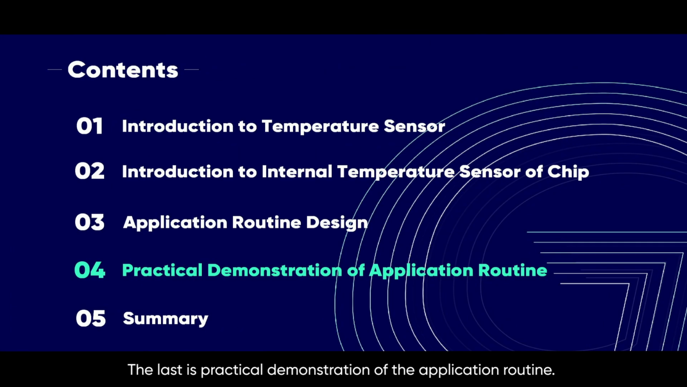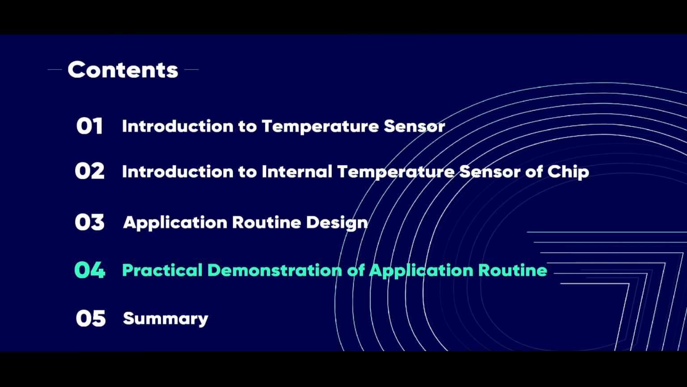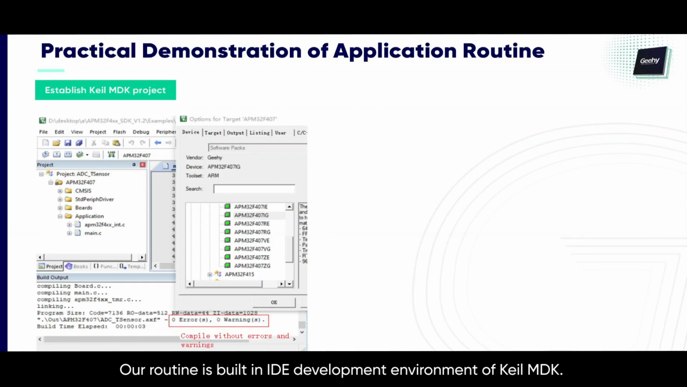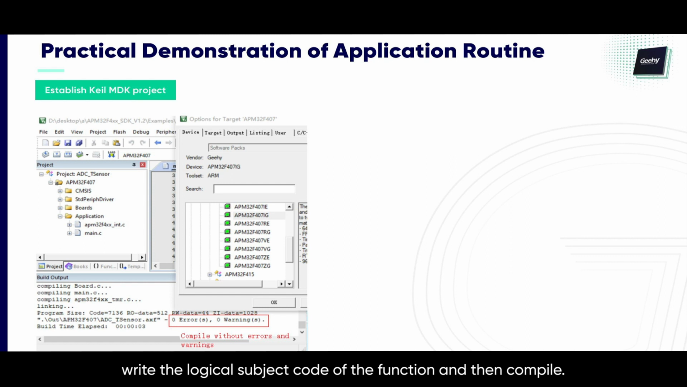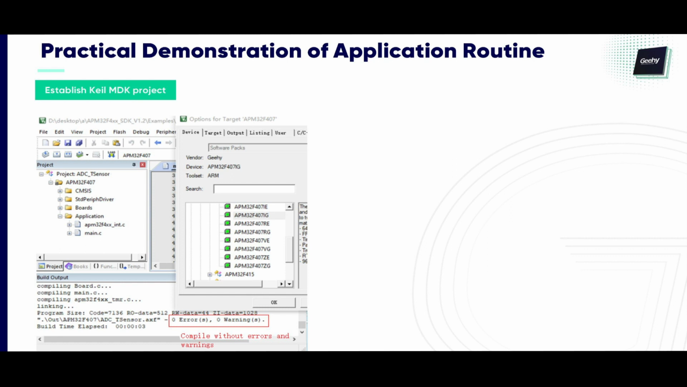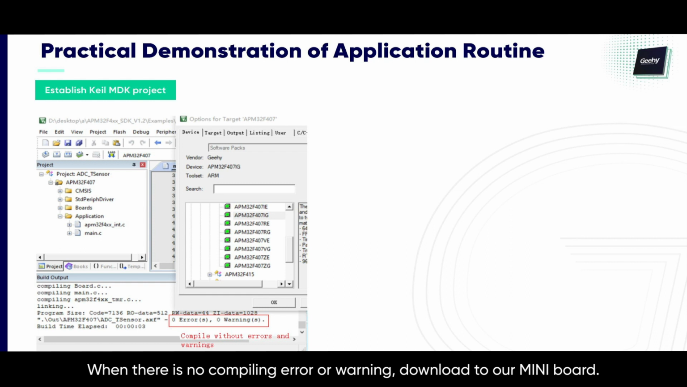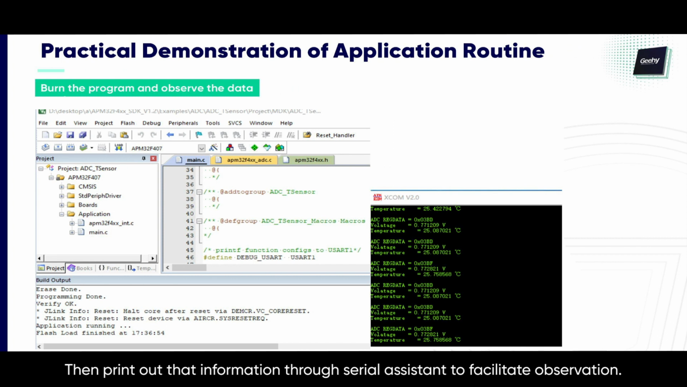The last is the practical demonstration of the application routine. Our routine is built in the IDE development environment of Keil MDK. We select the APM32F4xx chip. According to the programming idea we just mentioned, configure the serial port, DMA, and ADC, write the logical subject code of the function and then compile. When there is no compiling error or warning, download to our mini board. Then print out that information through the Serial Assistant to facilitate observation.